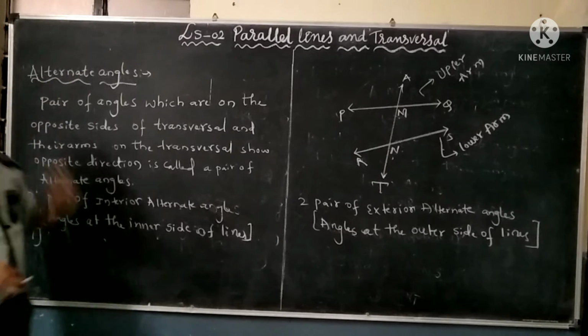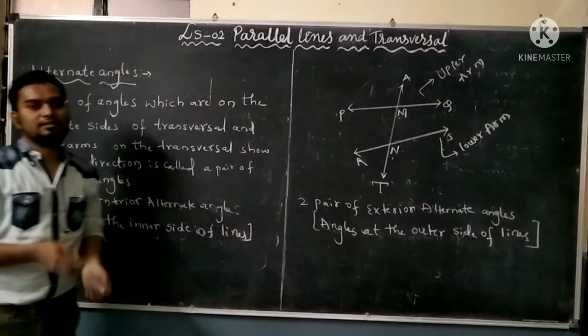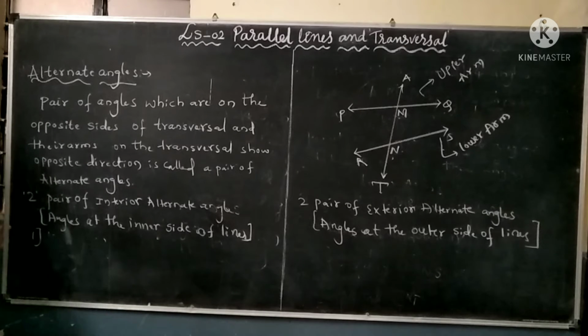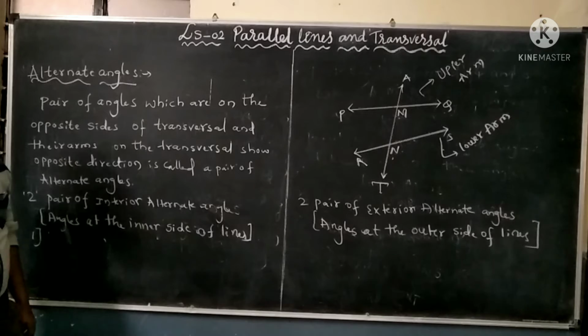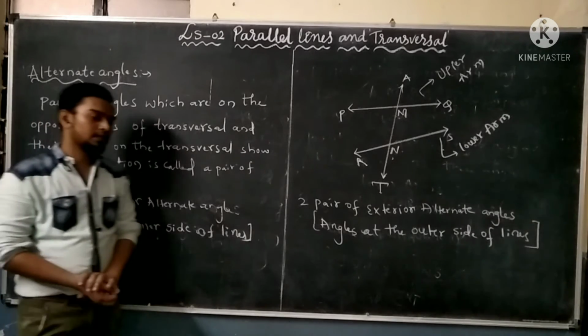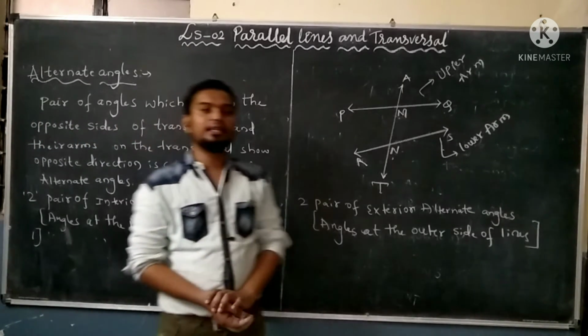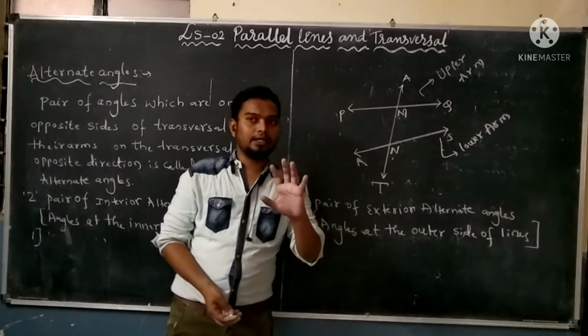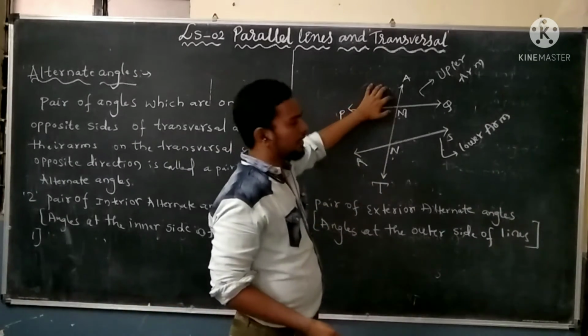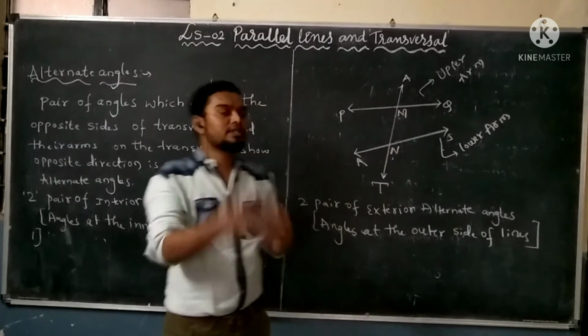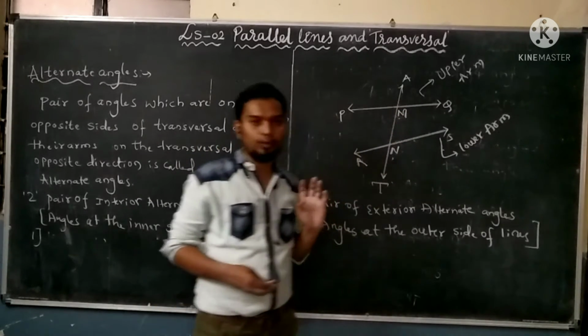Alternate angles means opposite angles, opposite sides of angles. Last definition: interior angles. Here, for the interior angles, we will focus on only the M and N points.